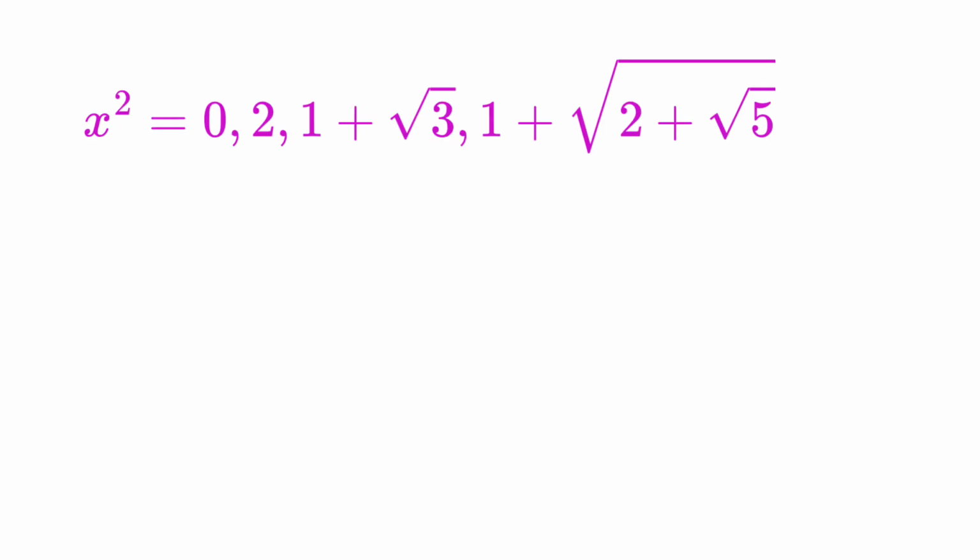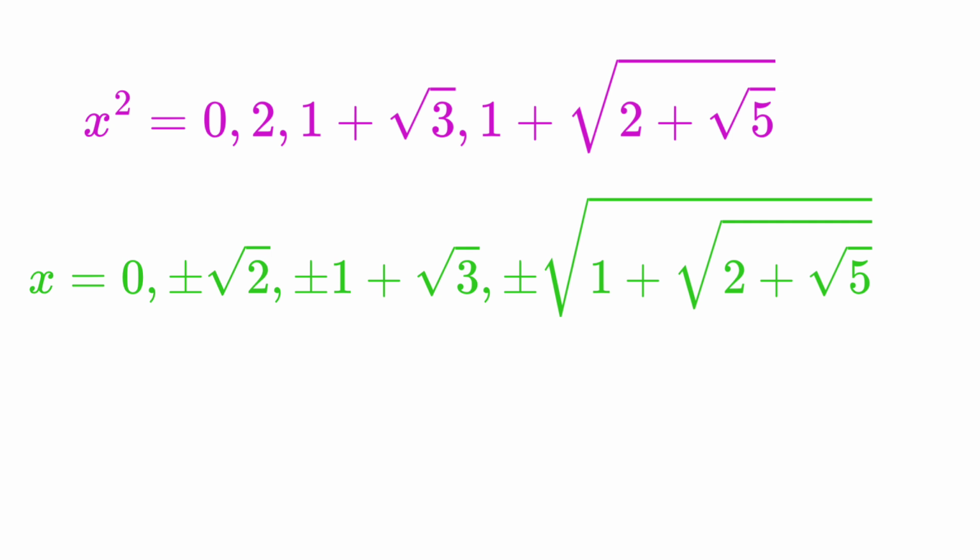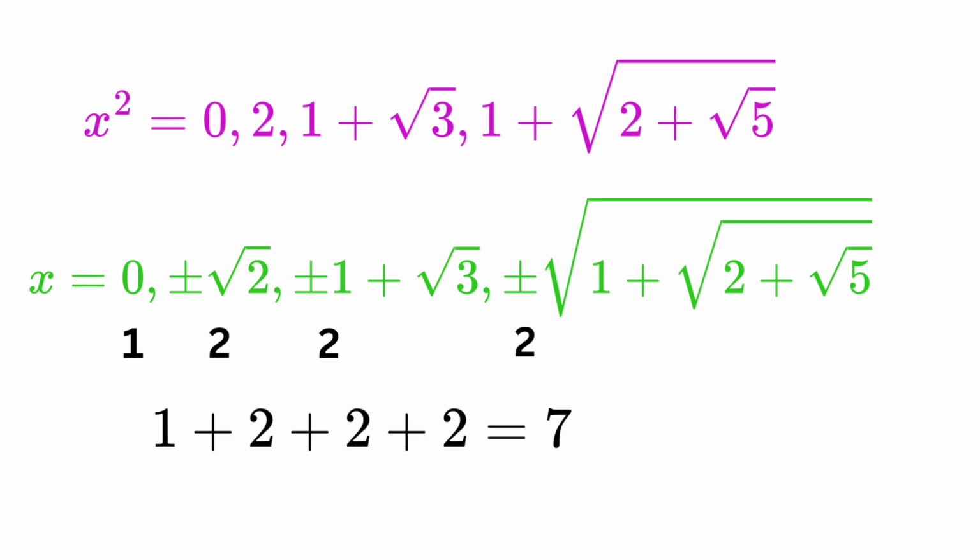Then we have x² equal to 0 or 2, or 1 + root 3, or 1 + square root (2 + root 5). Then x is equal to 0, or ± root 2, or ± square root (1 + root 3), or ± square root (1 + square root (2 + root 5)). So here we have 1 root, 2 roots, 2 roots and 2 roots. If we add them all we get 7, so there are 7 distinct real solutions.